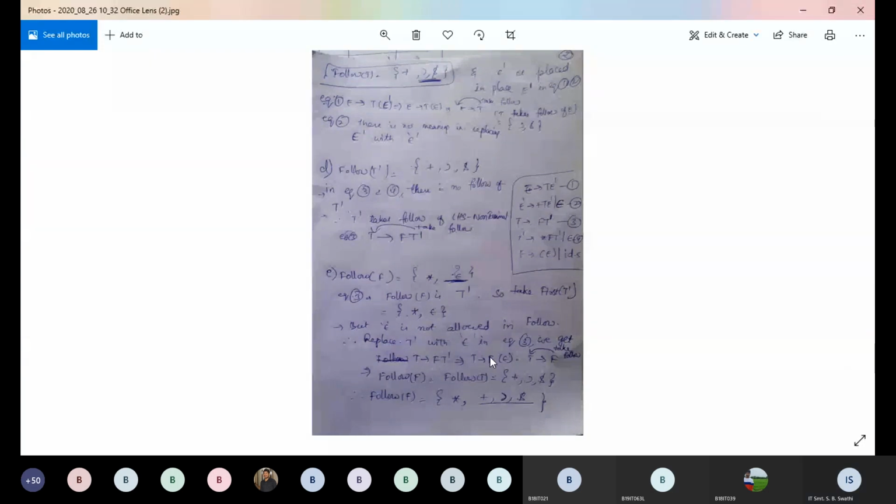Students? Yes, ma'am. Okay, so still two more problems are there. I will try to explain them in tomorrow's class. Okay, I'll just share the photos, these notes, to you.